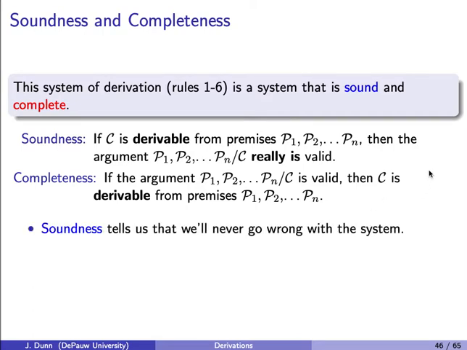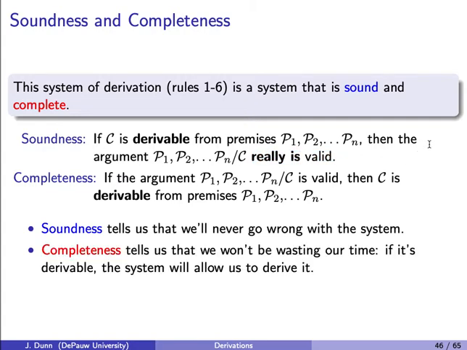Soundness is important because it tells us that we'll never go wrong with the system. That is, it tells us that if we derive something, then it really is valid. So we're not going to be misled by our system. Obviously, soundness is important. But completeness is important too. You can think of completeness as telling us that we won't be wasting our time. That is, if we've got an argument that really is valid, then there is a derivation. We're not going to be searching in vain for how to complete the derivation. Once we know the argument's valid, we know that there is a way to derive it using our rules.